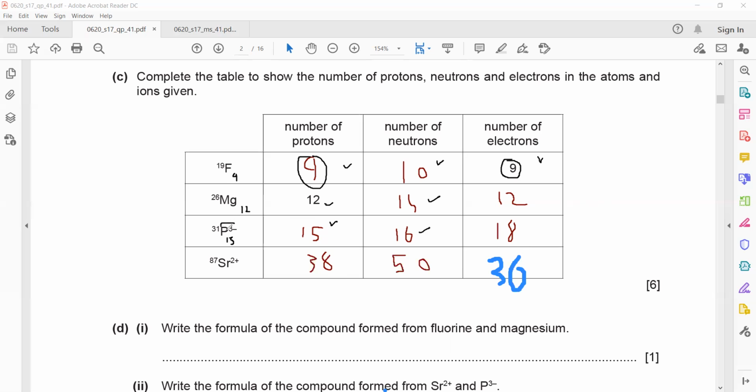And it's a charge of -3, so it means there are 3 extra electrons. That's why it is 18 electrons.